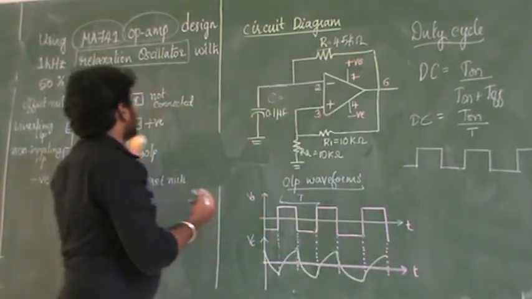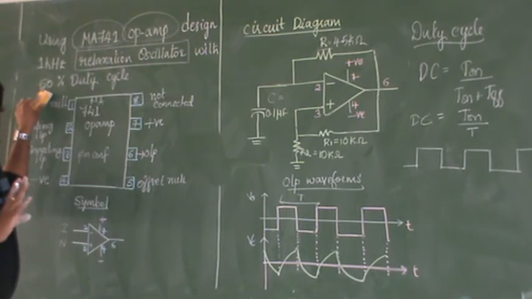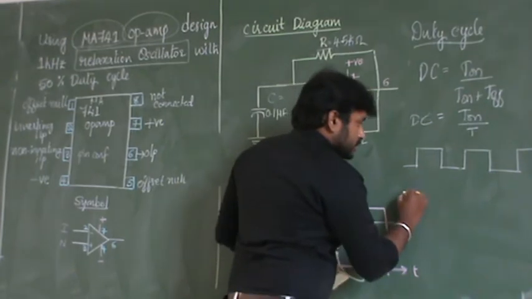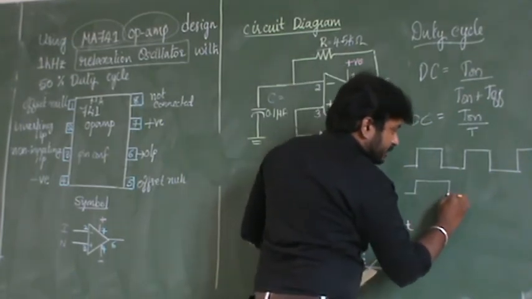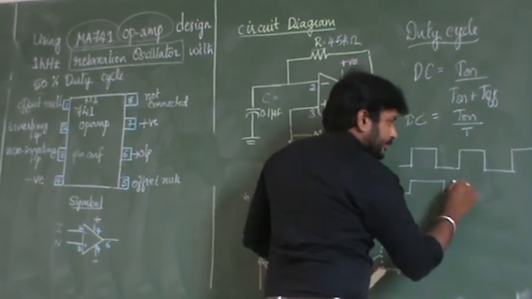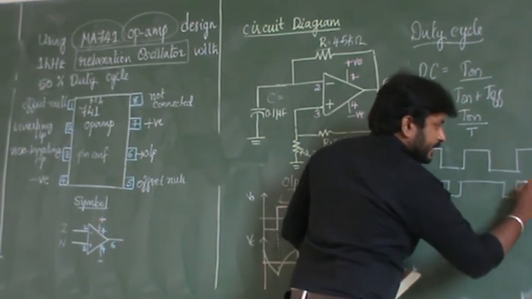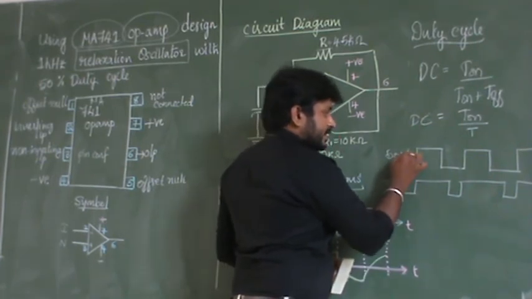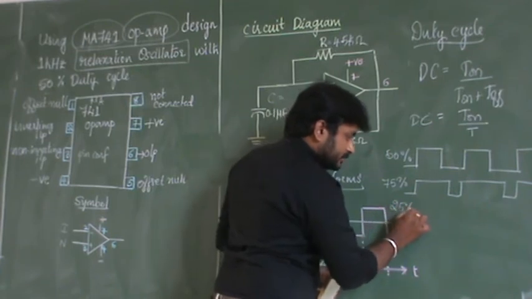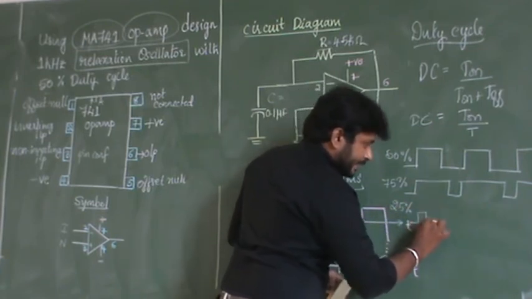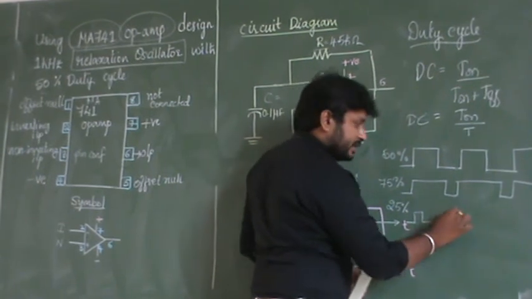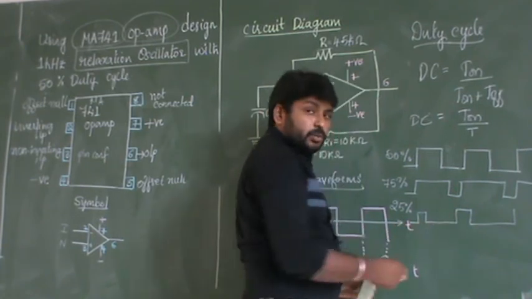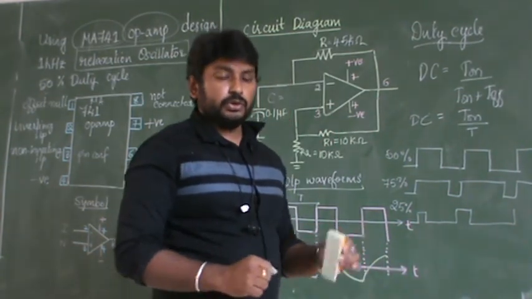In the exam they will not ask this, but I am explaining the concept. If your duty cycle is 75%, T on will be 75 and T off will be 25. So this is a 75% duty cycle, and this is a 50% duty cycle. For a 25% duty cycle, T on will be 25 and T off will be 75. So the total T will be 100%. Understood now?